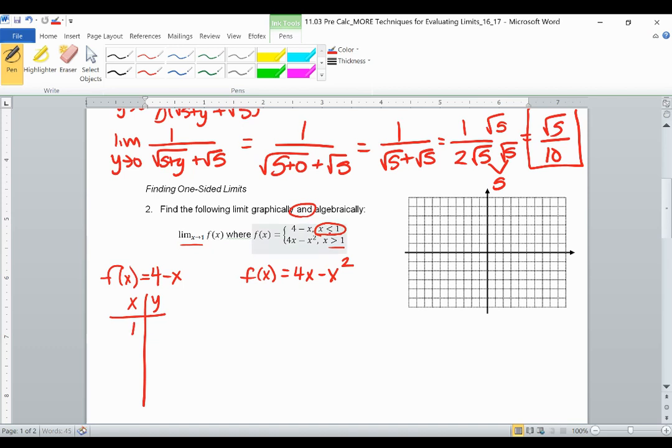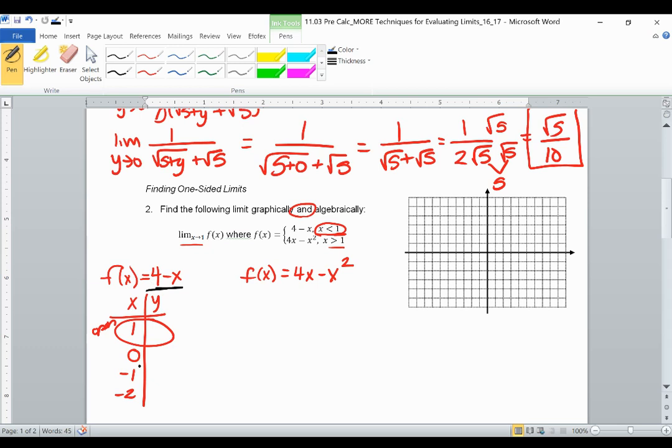Even though it's not included, I always start at the number that's given here. And then I always circle it and say, okay, well, it's not included, so I know I'm going to have an open circle there. And we want x is less than 1, so I'm going to go down. So 0, -1, -2. I can tell by looking at this right here that this is going to be a line with a slope of -1 and a y-intercept of 4.